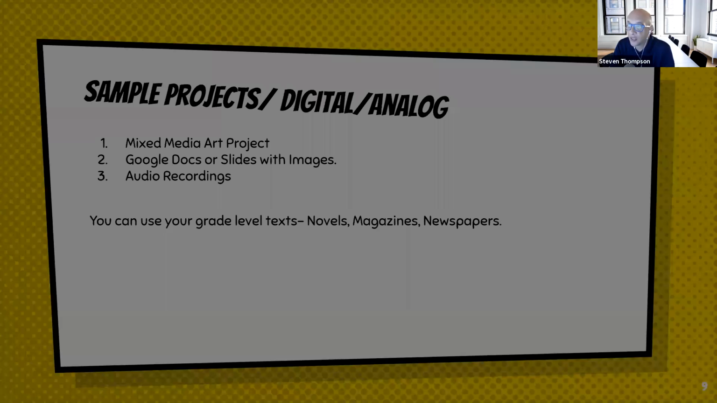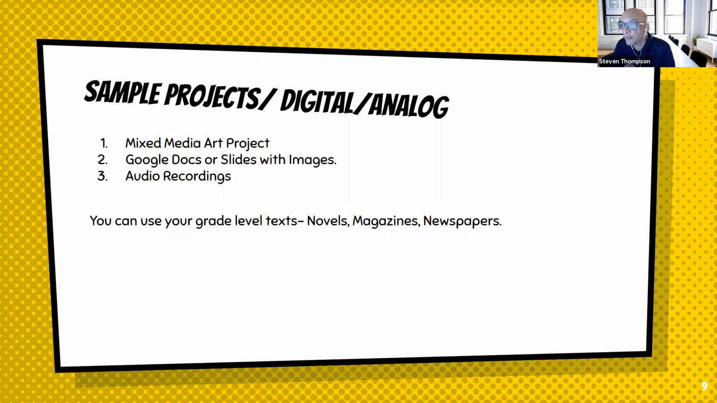So, sample projects. You can do a digital project, you can do an analog project. For example, a mixed media art project, Google Docs or slides with images or audio recordings. You can use your grade level textbooks, novels, magazines, and newspapers. Let's say, for example, a student could create a Google Doc and track a running back or a player for the Los Angeles Rams or the Chargers. Download images of the team, look at the statistics, and do ratio and percent that way. And track it over a period of 6 or 7 games.